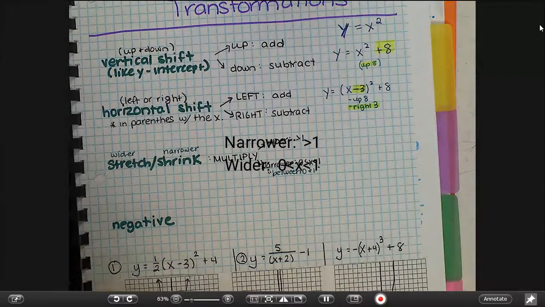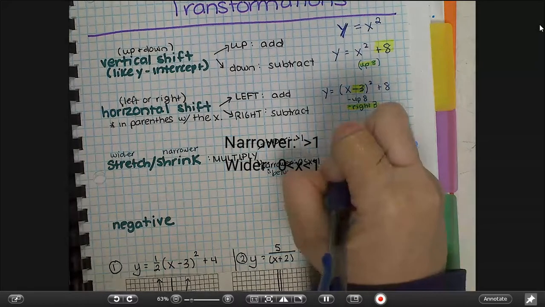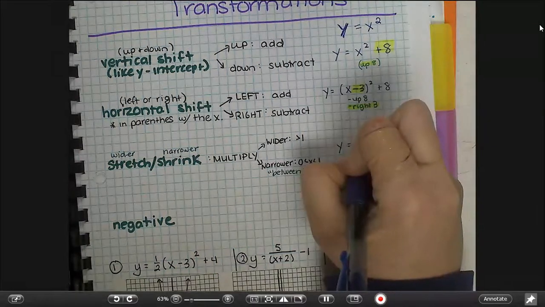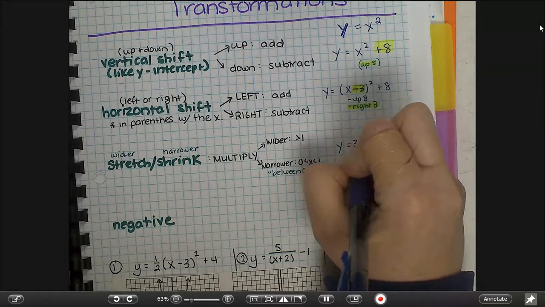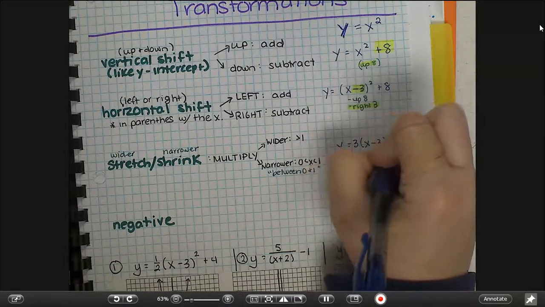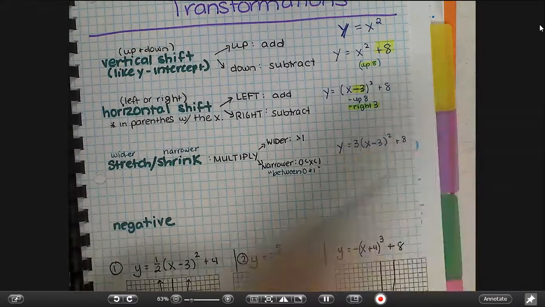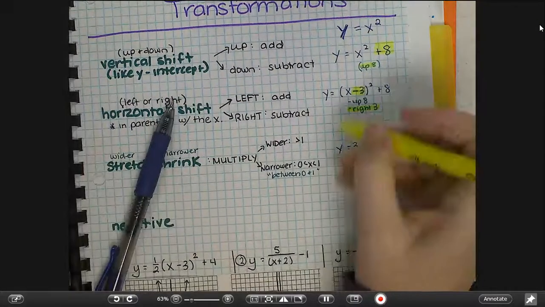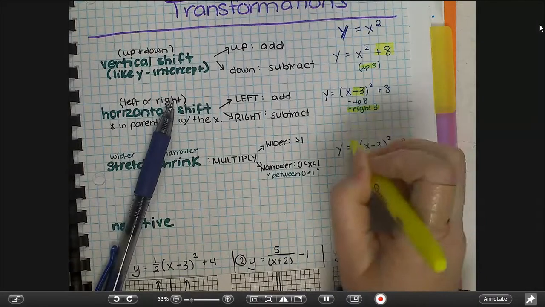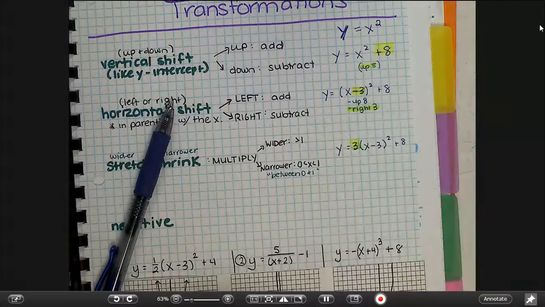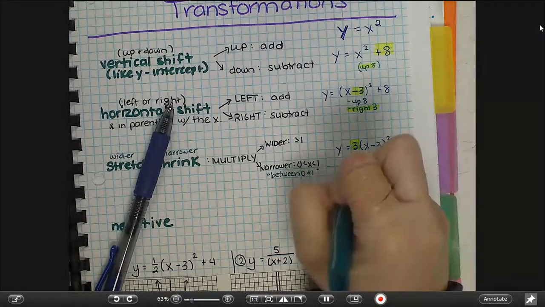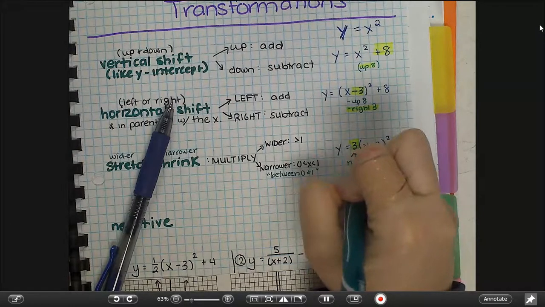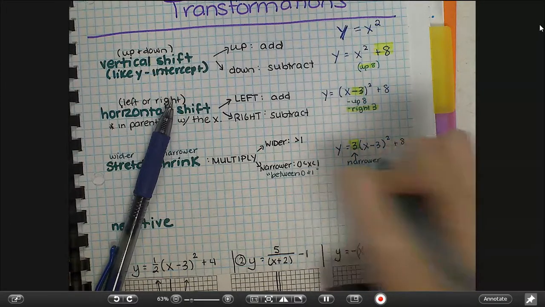So let's just kind of add that here. We're going to have y equals, let's do 3 times (x minus 3) squared plus 8. This time we're multiplying by a number greater than 1, and this is going to make it narrower, 3 times narrower.